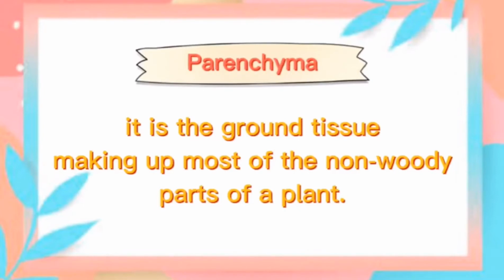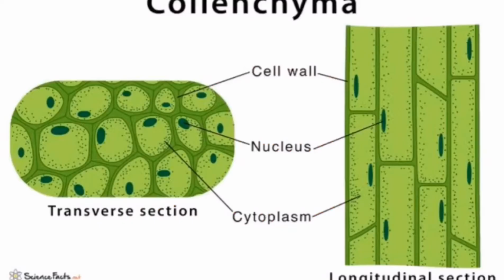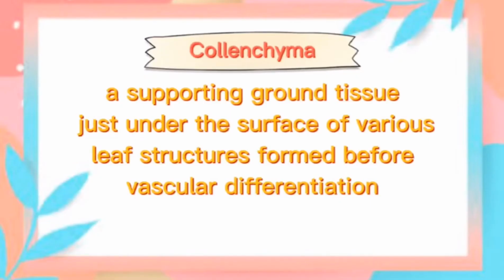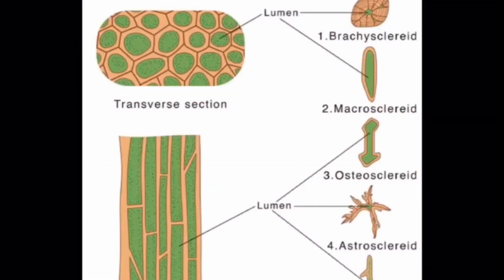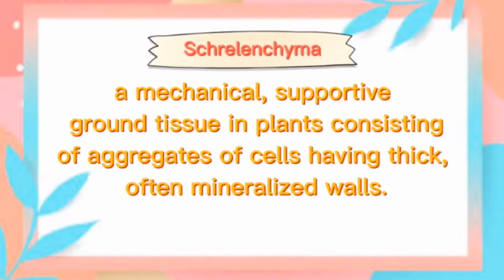Parenchyma is the ground tissue making up most of the non-woody parts of a plant. The collenchyma has only three parts, the cell wall, nucleus, and cytoplasm, in both transverse and longitudinal section. The collenchyma is a supporting ground tissue just under the surface of various leaf structures, formed before vascular differentiation. This is some parts of sclereid. Sclerenchyma is a mechanical supportive ground tissue in plants consisting of aggregates of cells having thick, often mineralized walls.